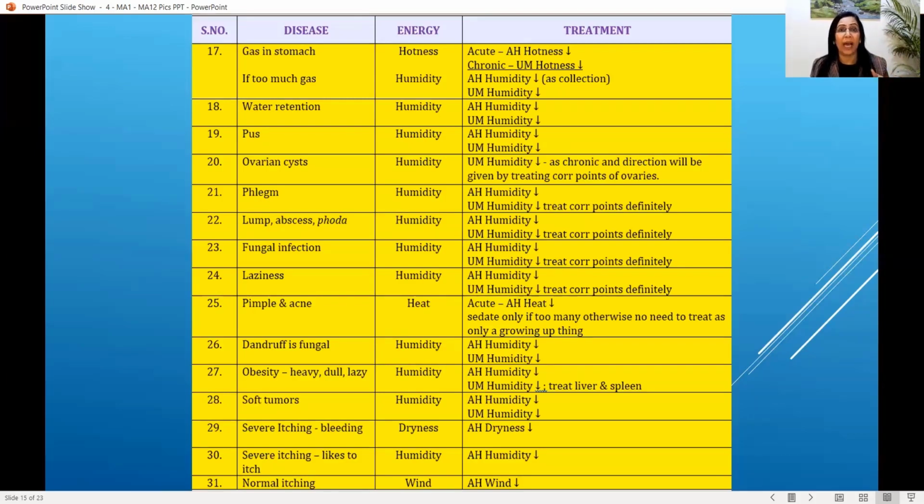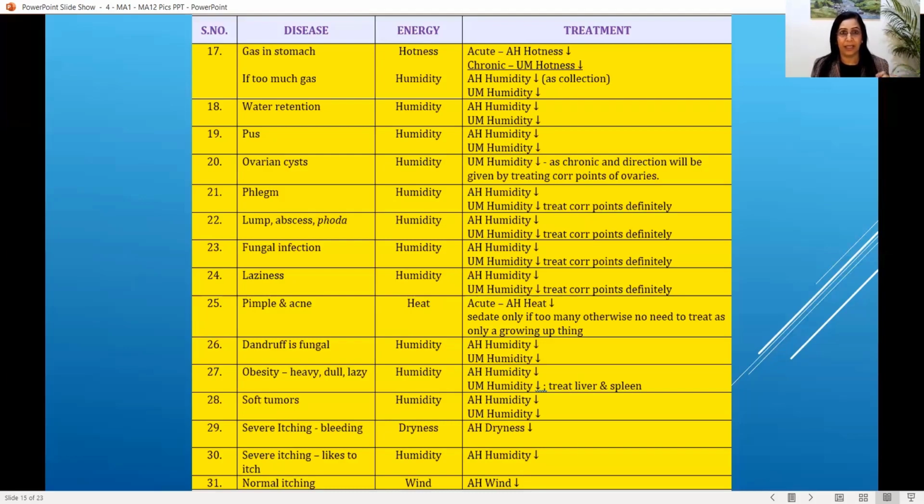And I would also add that you put a couple of seeds on the organ that is affected. I've not written it here, but you definitely apply a couple of seeds on the corresponding point of the organ from where the pus is coming. If it is the intestine, apply seeds on the corresponding points of the intestine. Find a painful point and apply.